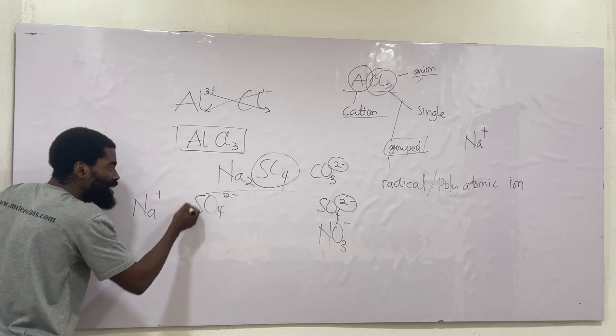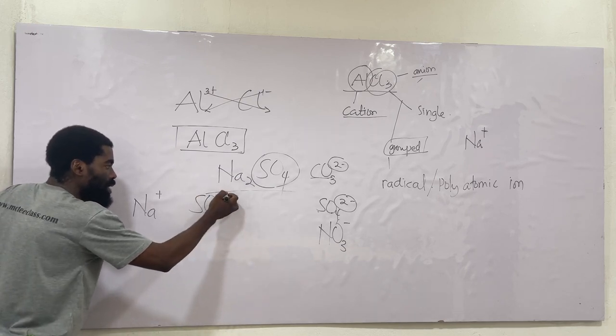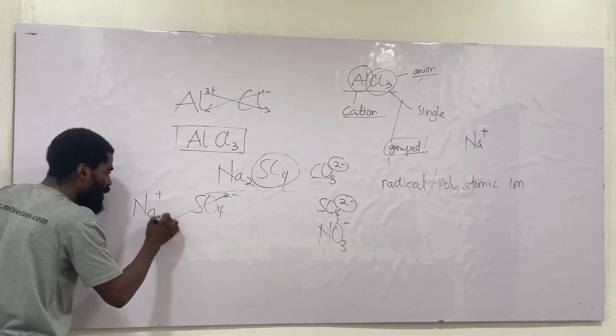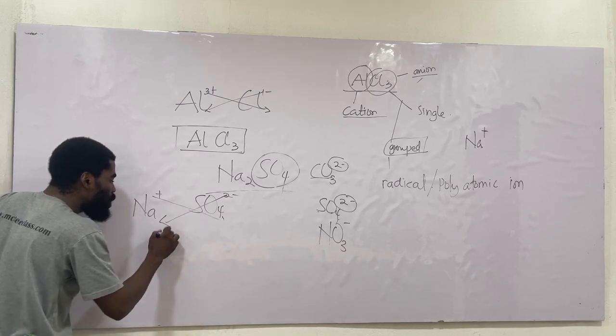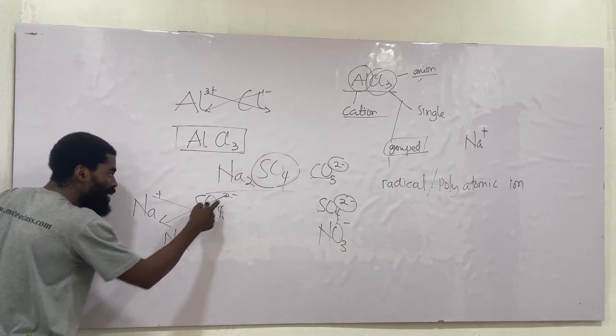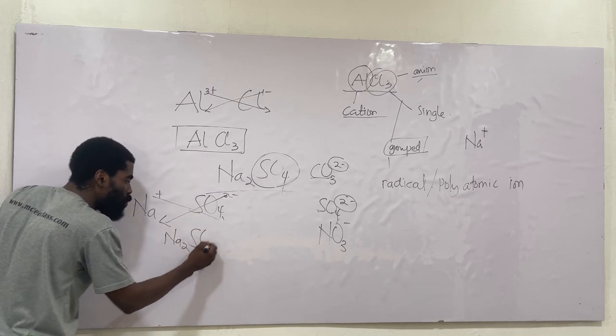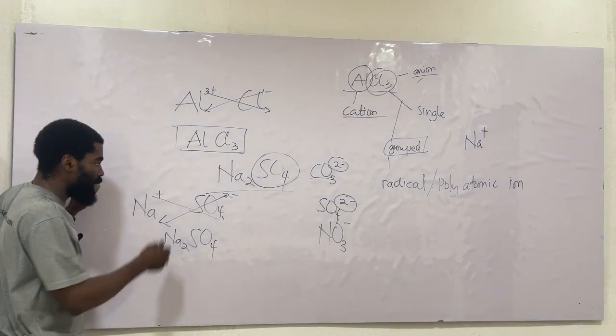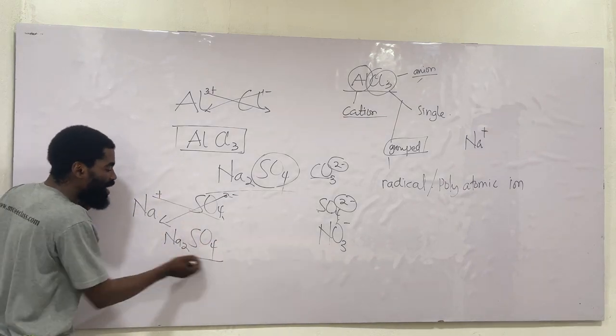Then because these guys are carrying a single unit, they drop this charge here, and this also drops the one. So that's how come we got Na2. The 2 is coming from this, then SO4. So this is what happened. The negative and positive will take them. So this is how I got this.